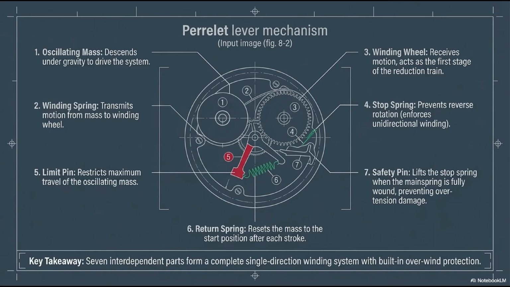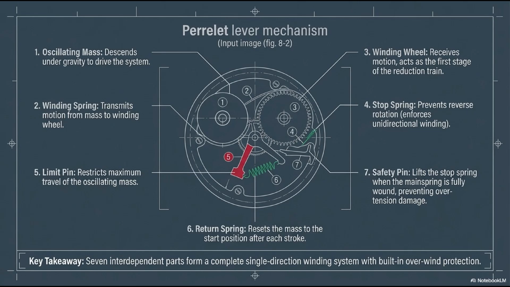Let's take a much closer look at the anatomy of Perrelet's original lever mechanism. Look at the schematic on the screen. It is a masterpiece of 18th century microengineering, utilizing 7 interdependent parts to form a complete, single-direction winding system. Component number 1 is the oscillating mass itself. As the wearer walks, this mass descends under the pull of gravity to drive the system. Connected to it is component 2, the winding spring, which acts as the flexible transmission arm, transferring the downward motion from the mass to component 3, the winding wheel.